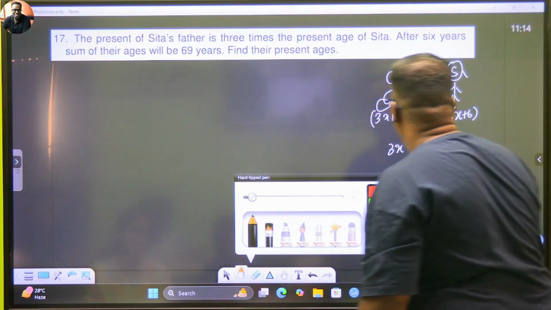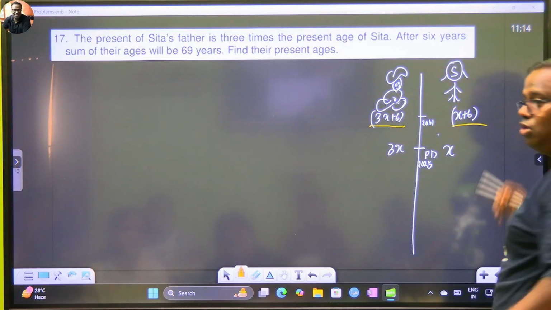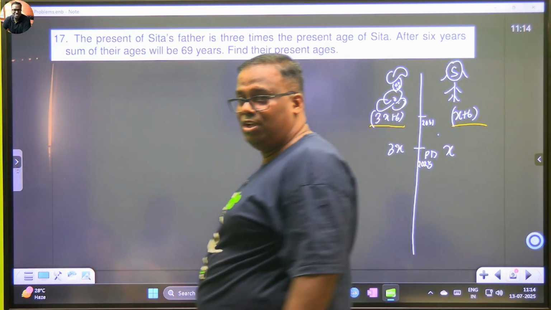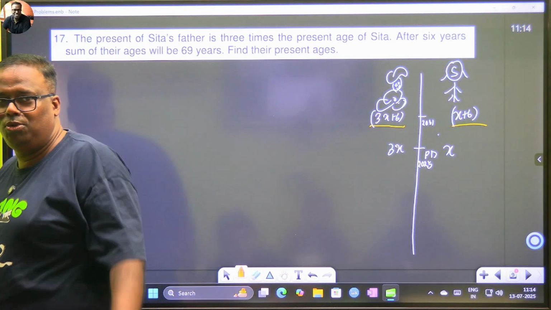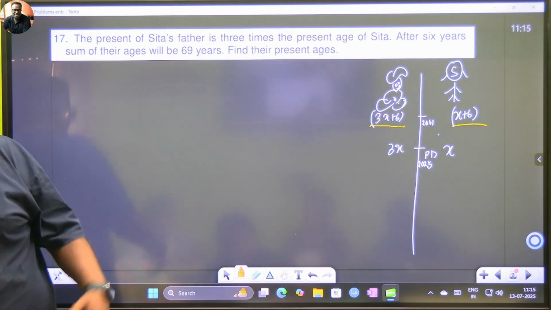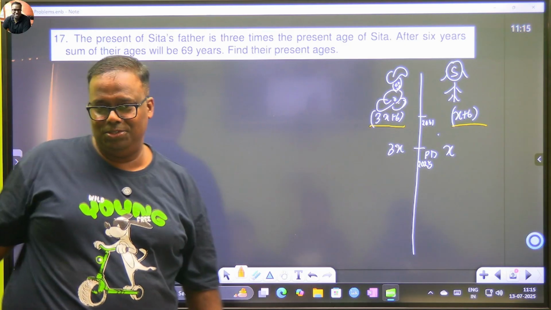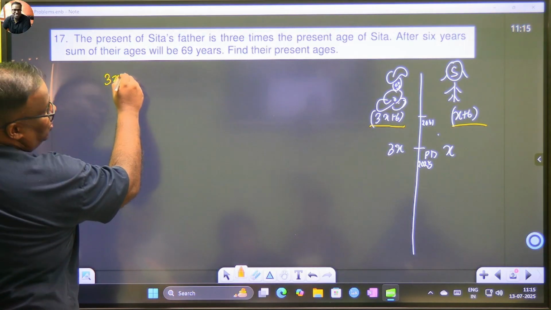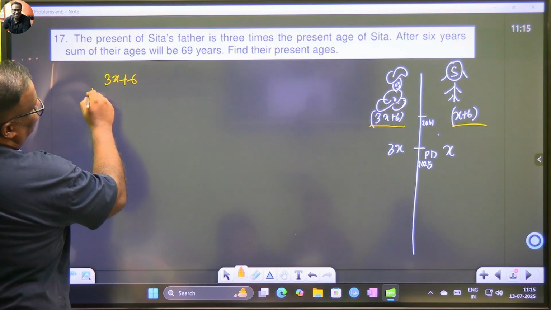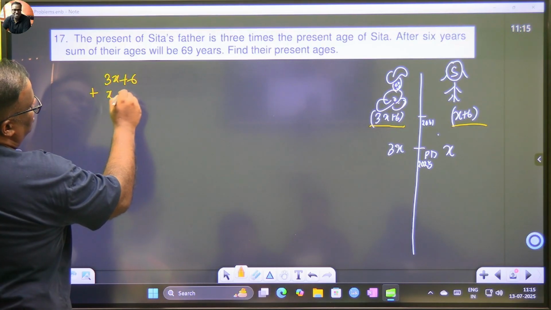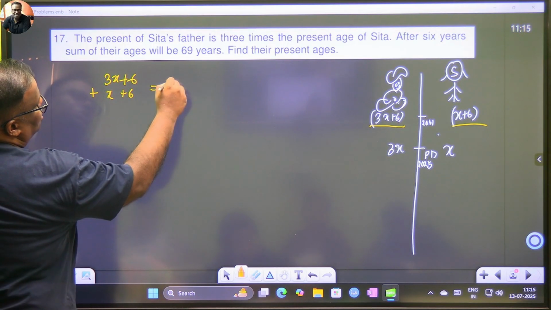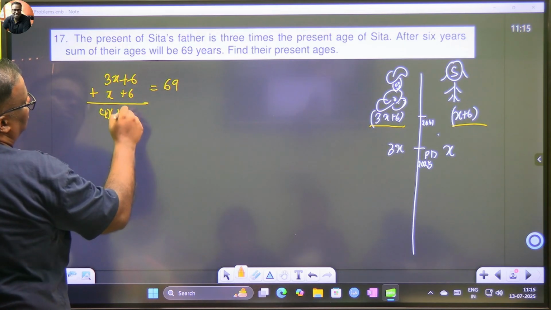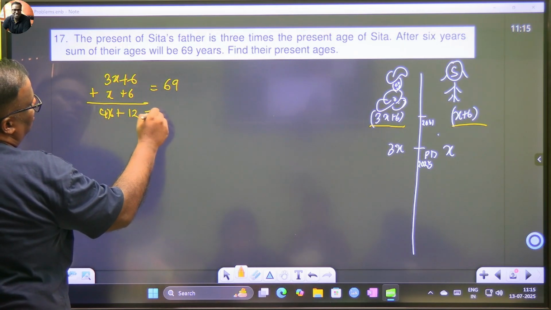The sum of their ages. You add the two ages, 3x plus 6 and x plus 6. How much should you get? 69. So let's add it. This becomes 4x plus 12 equals 69.